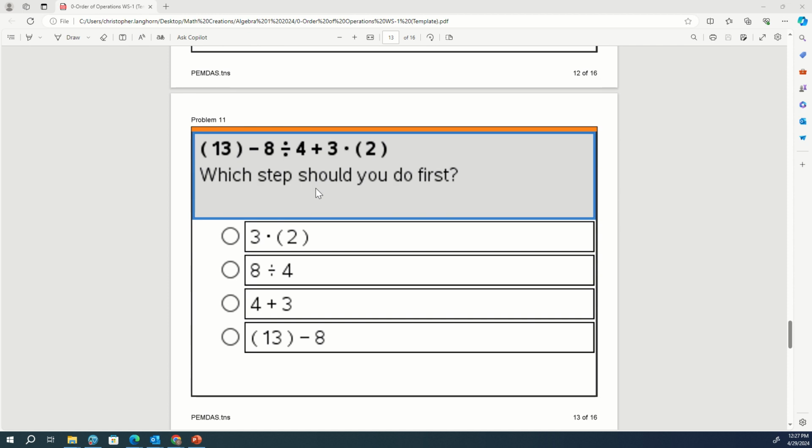The next one, I have parentheses, but there's nothing to do inside them. There's no operation. Then I look for exponents. I don't see any exponents. Then the next thing I look for is multiplication or division. Since division comes first here, you need to do this. You need to do 8 divided by 4.